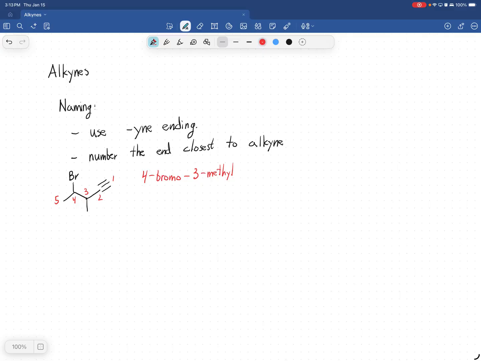And then we have to indicate where the alkyne starts. So what number should we put at the end here? 2? Well, no. Where does it start in the chain? At the 1 position, right? So let's put the lowest number. It starts at the end, so it's a terminal alkyne, 1-pentyne.